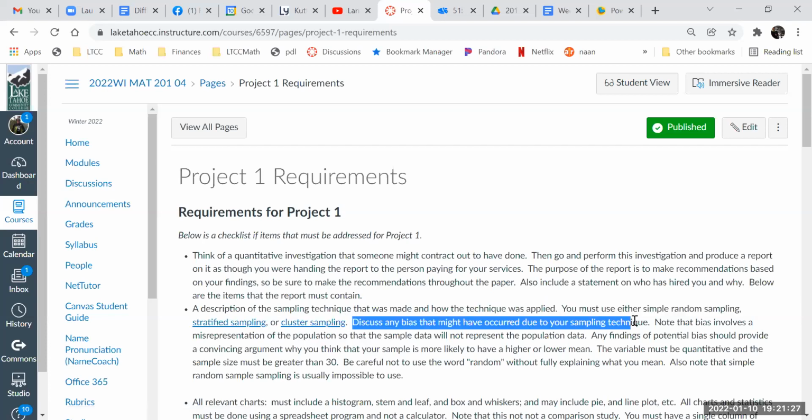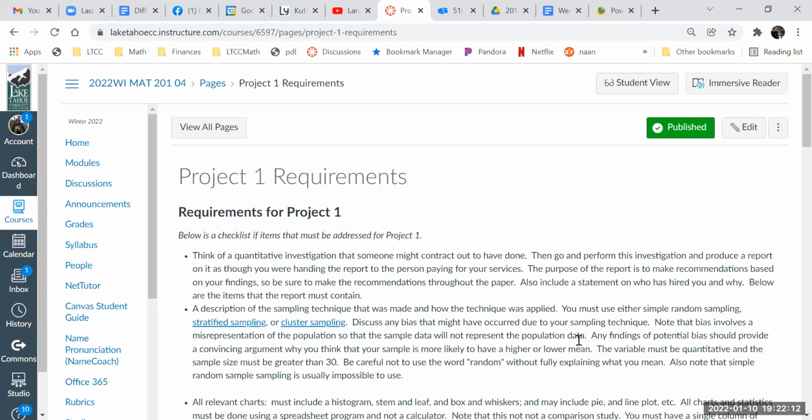Discuss any bias that might have occurred during your sampling technique. If you say there was no bias, I'm not going to believe you. It's pretty much impossible to have a sample of people with no bias. That bias might be voluntary response bias, might be something else. Note that a bias involves misrepresentation of the population, so the sample data will not represent the population data. In other words, based on the fact that you had bias, do you expect your sample mean to be higher than it should be or lower than it should be? Because if it doesn't affect the sample mean, then it's not bias, because it's all about the mean in this project.